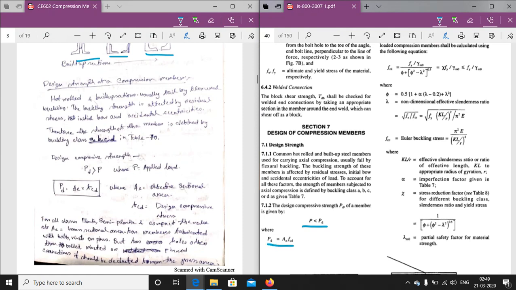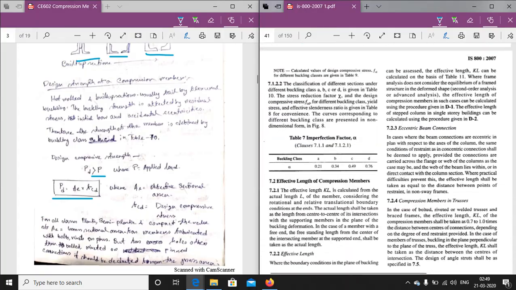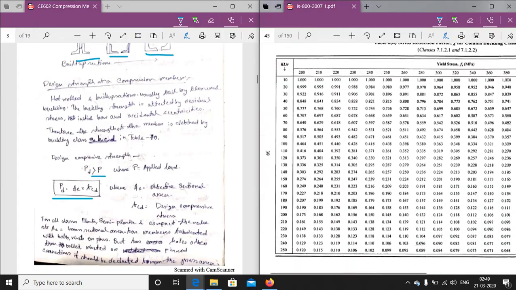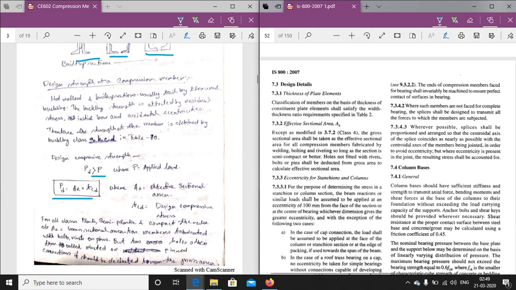It should always be greater than the applied load. PD is equal to AE into FCD. What is the value of AE? Effective sectional area as defined in 7.3.2. If we go to 7.3.2, we will see the value of effective area. Effective area except as modified in class 4, that is that.